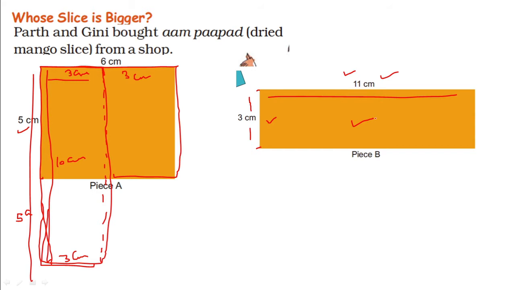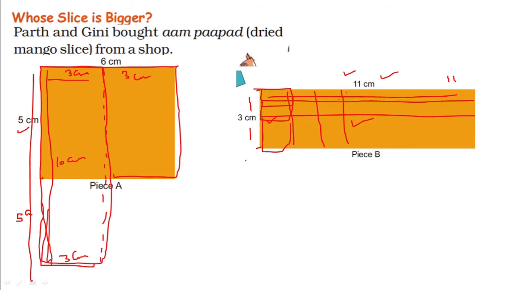So is there any other way to know which slice is bigger? Yes. What can we do? We just put these two slices on a square sheet. So what will we see? We will just put the square sheet, and in this way, here 1 square, 2 square, 3 square, 4 square, up to 11 squares, and down 1 square, 2 square, 3 square.